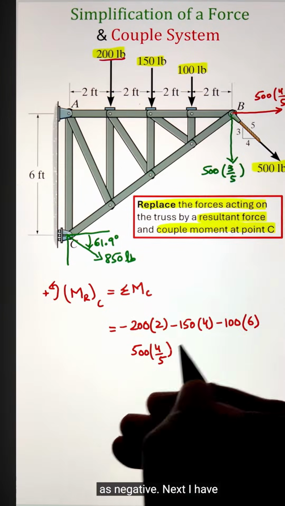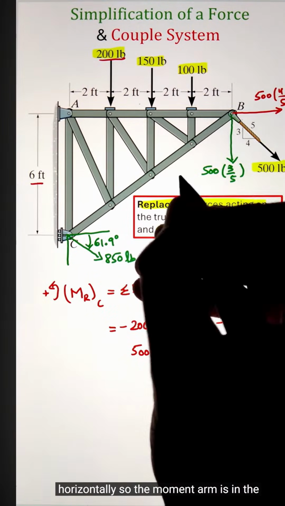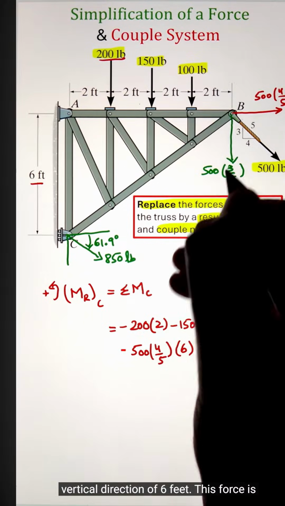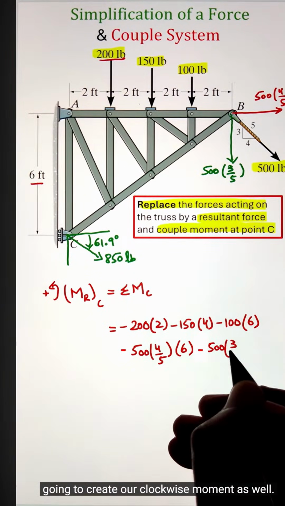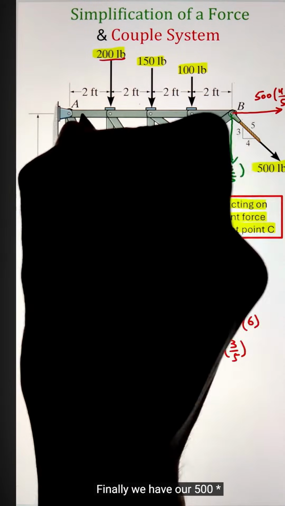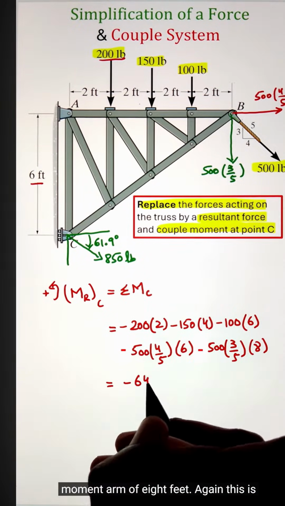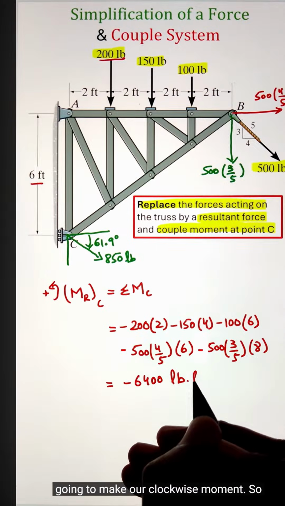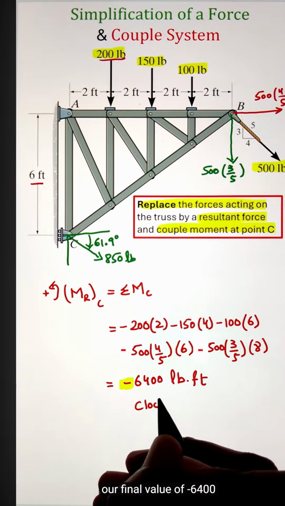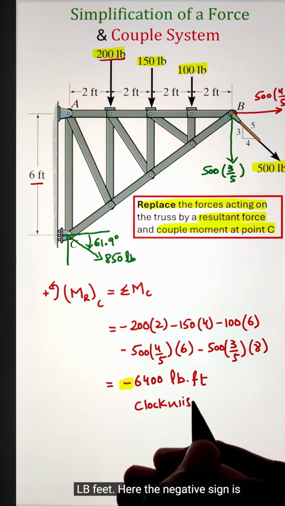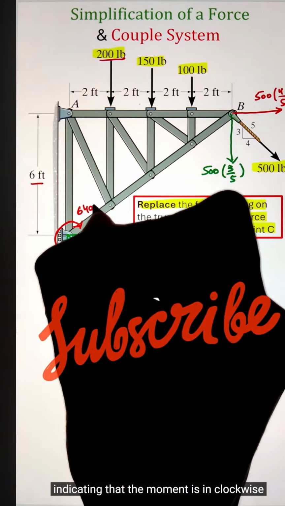Next, I have our 500 times 4 over 5 that is applied horizontally. So the moment arm is in the vertical direction of 6 feet. This force is going to create our clockwise moment as well. Finally, we have our 500 times 3 over 5 force that has a moment arm of 8 feet. Again, this is going to make our clockwise moment. So adding them all together, we get our final value of negative 6,400 pound-feet. Here the negative sign is indicating that the moment is in the clockwise direction.